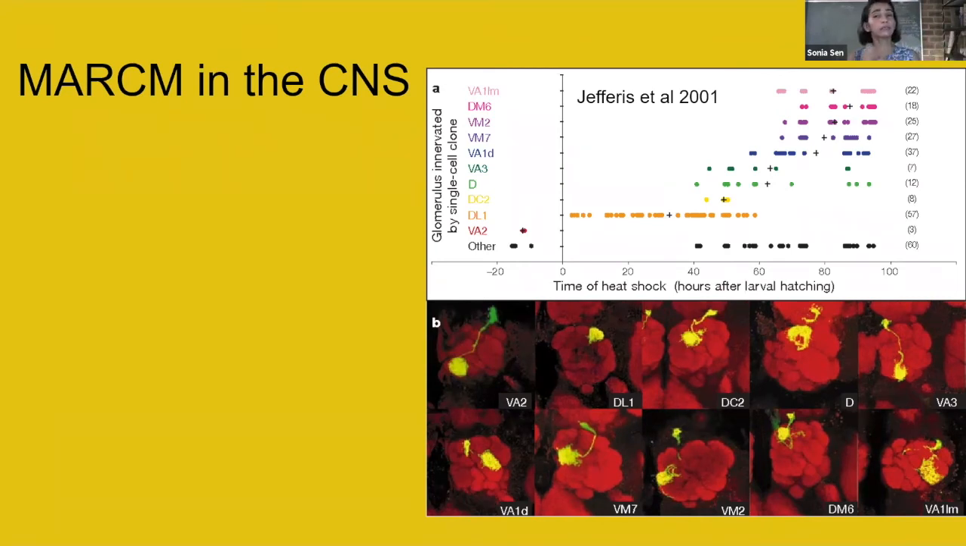So you have to tailor it to what your requirement is. In this experiment, you want it very refined because you're trying to birth date neurons. So you don't want to give too broad a heat shock, because then you won't know when in this 5-hour period this neuron was born. You want to give refined heat shocks.